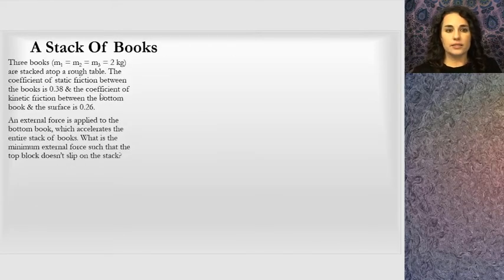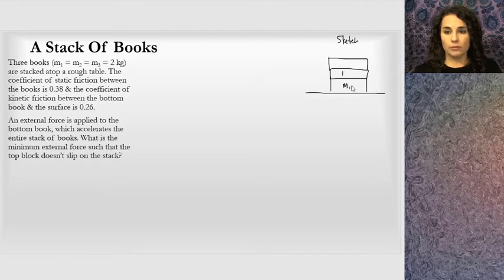To exemplify this, I first picked a one-dimensional problem with 3 books stacked on top of each other, atop a rough table. So there's a lot of things going on here, and I'm going to just draw a general rough sketch to begin with. And I have 3 books, so let's get 3 books: 1, 2, 3, and they're all 2 kilograms. I'm going to call these mass bottom, mass middle, and mass top, so we can tell them all apart, but they're all the same. M1, M2, and M3 are 2 kilograms.